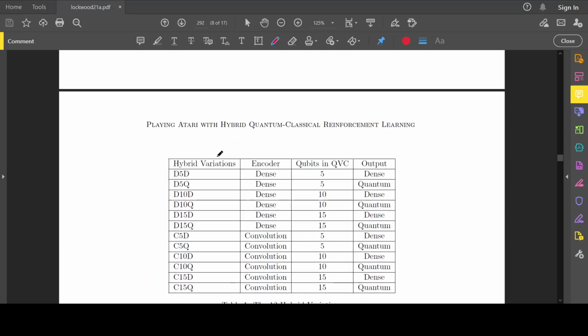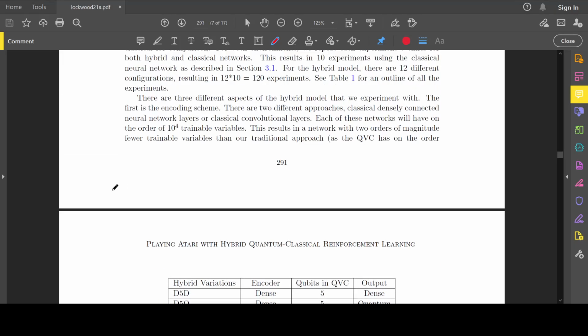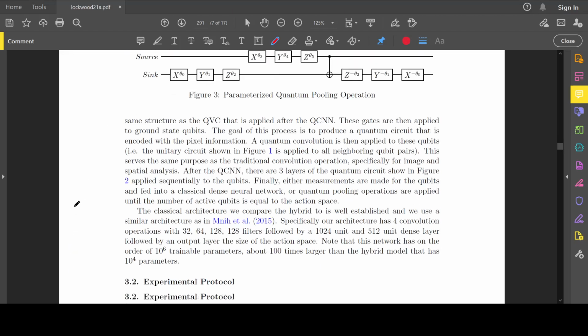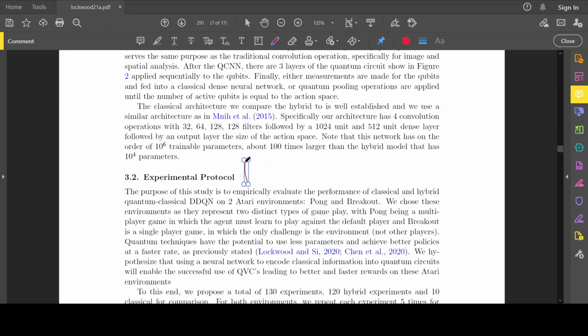So the idea, I'll draw it right here. You have your frame stacked, little things right here. So this is your 84 by 84 by 4 frame stacked observations from the Atari game.